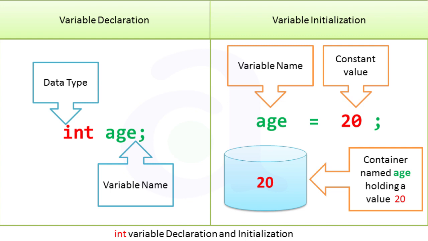The first method is the data type and the variable name. Then the second method is data type, variable name, and initialization of the value that you want to store. Those are the two methods of declaring a variable.